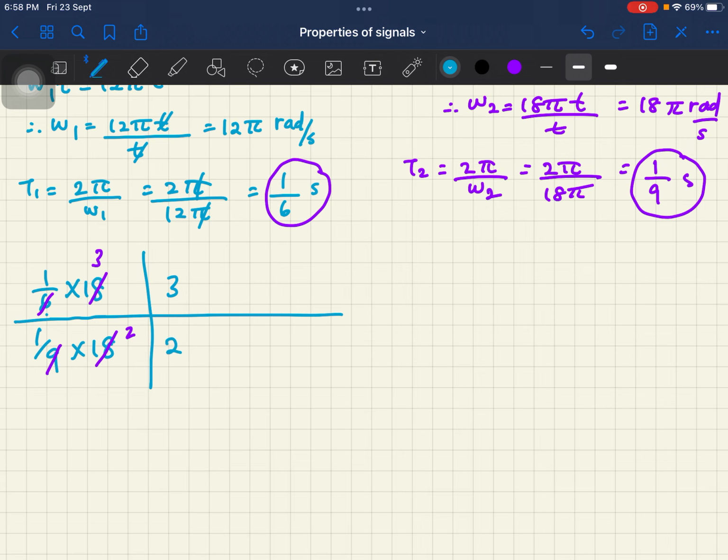The next step, as I explained in the lecture, is to find the prime factors of these two numbers. But in our case, 3 and 2 are already prime numbers, so we don't have to reduce them further. So we can directly calculate the least common multiple for these two numbers, 3 and 2, which becomes 6.